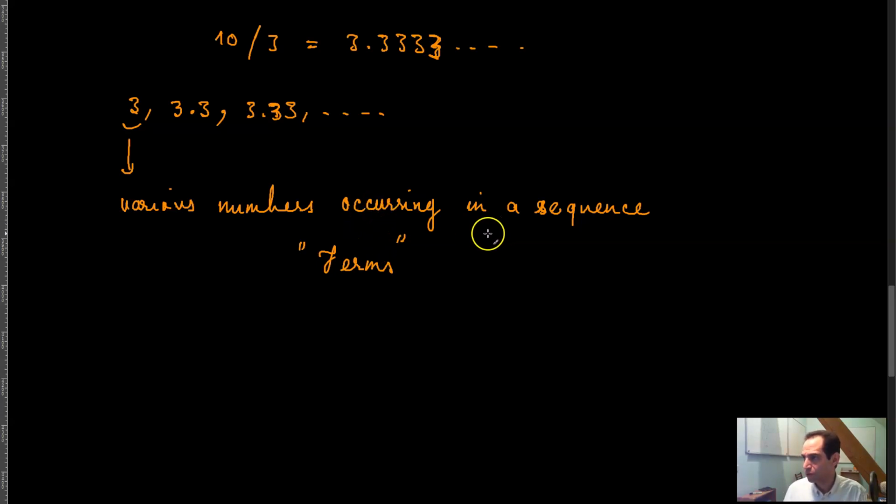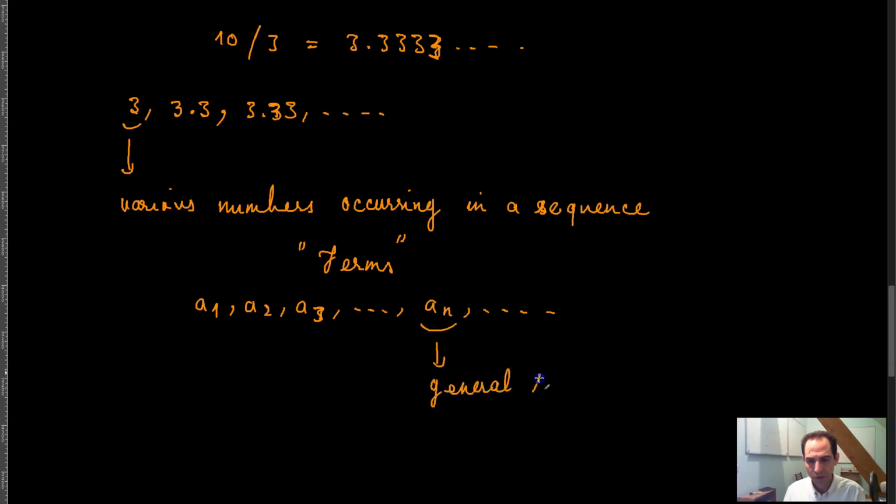We denote the terms of a sequence by A1, A2, A3, all the way up to A of n, and so on. These are the terms of the sequence, and the subscripts denote the position of the term. The nth term is the number at the nth position of the sequence and is denoted by A of n. The nth term is also called the general term of the sequence.